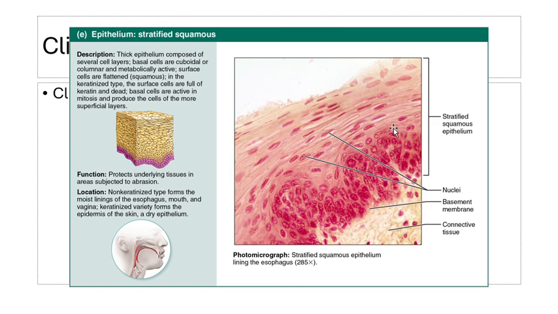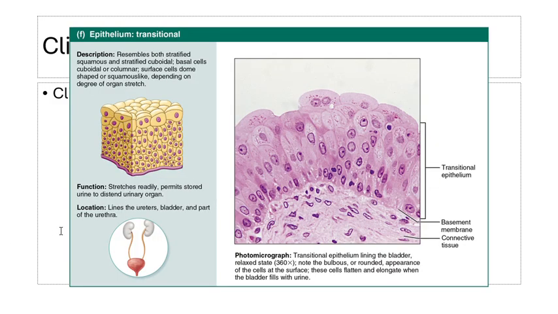Where can we find that one? This type of epithelium can be found in our mouth, in our esophagus. And if it contains keratin, it could be found in our skin. The next epithelium is called transitional. Transitional is a special epithelium in our urinary system, at the ureter and bladder.